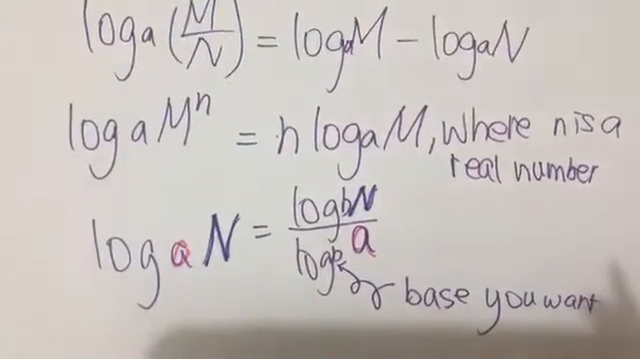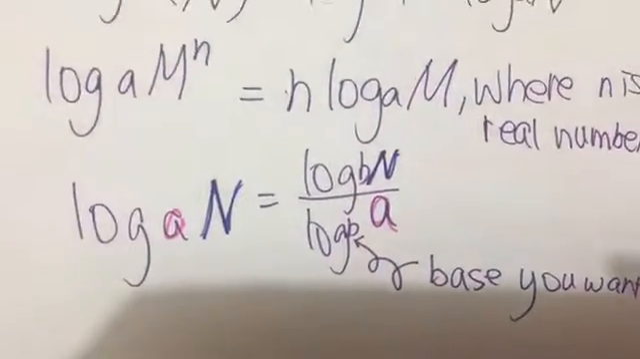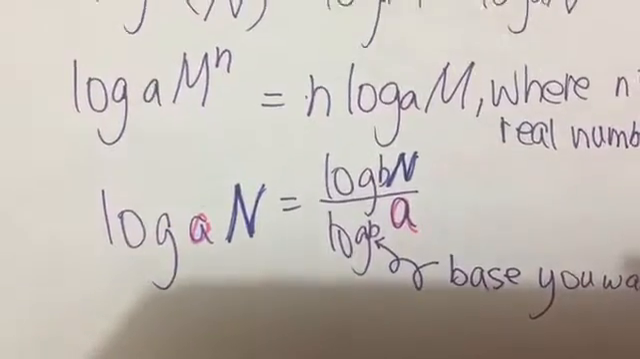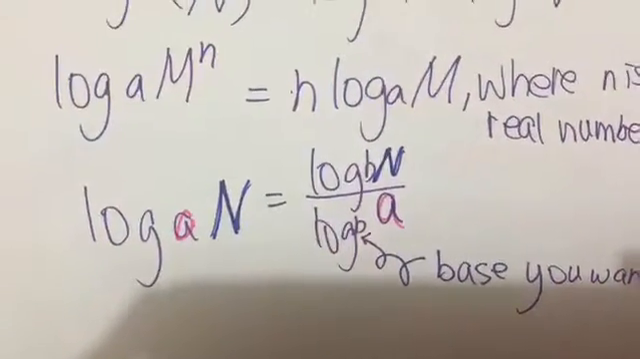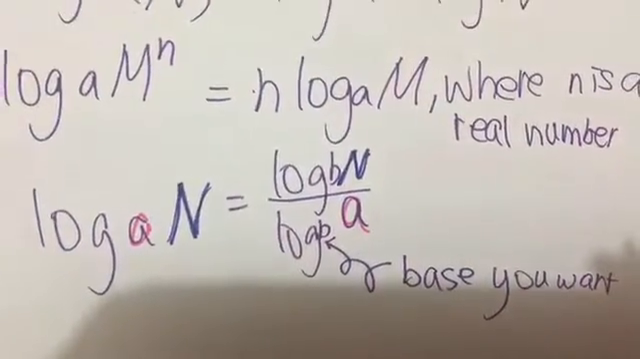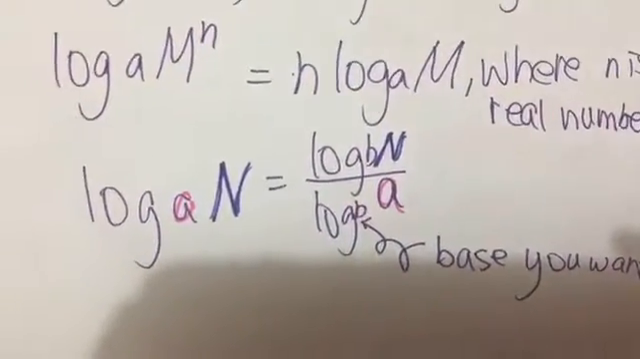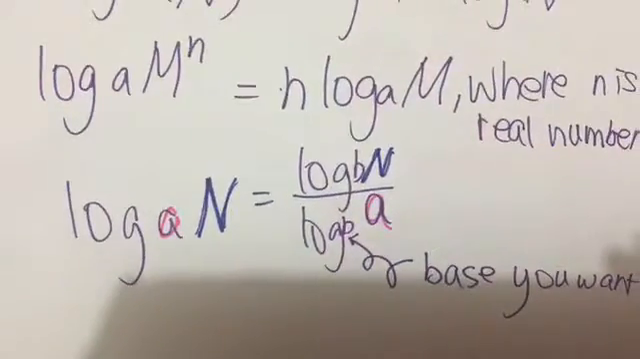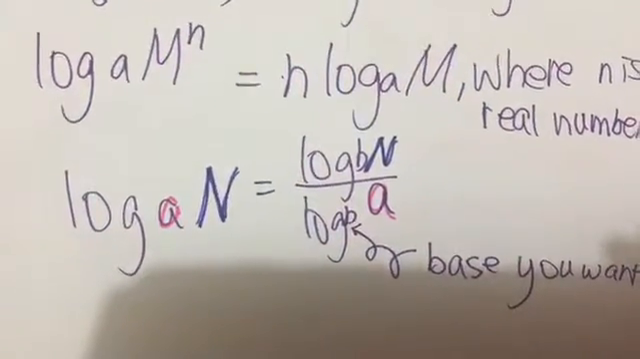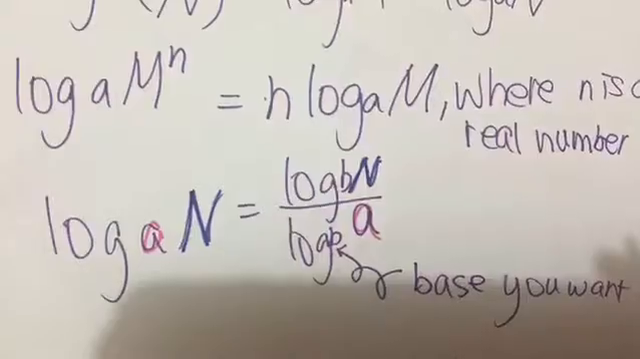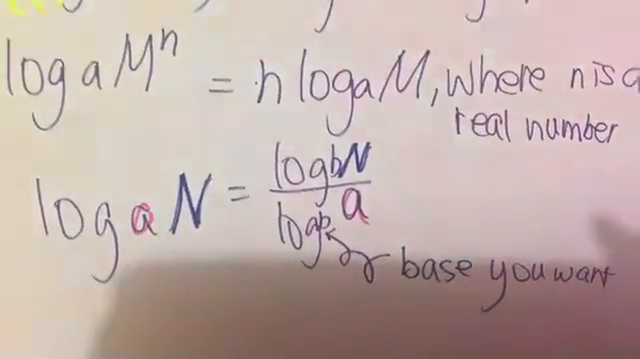But if you want to change the base, there's a new property. That is, log to the base of a of n equals log b. The b is the number that you want, the base you want. It is that log to the base of a of n equals log to the base b of n, and then divided by log to the base b of a.